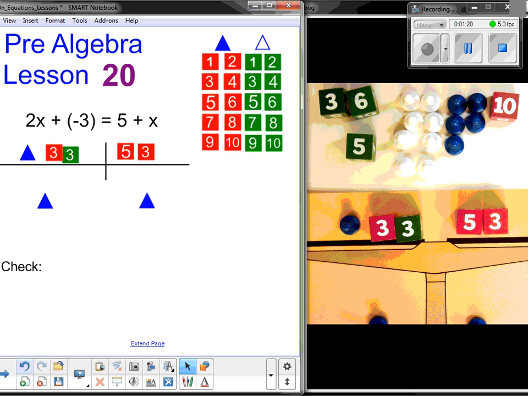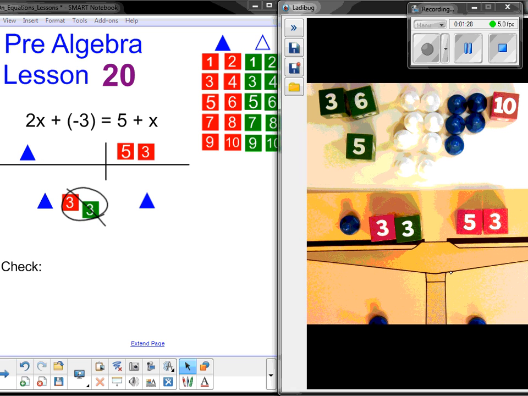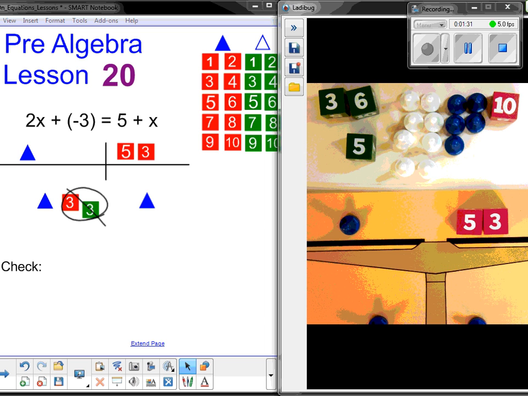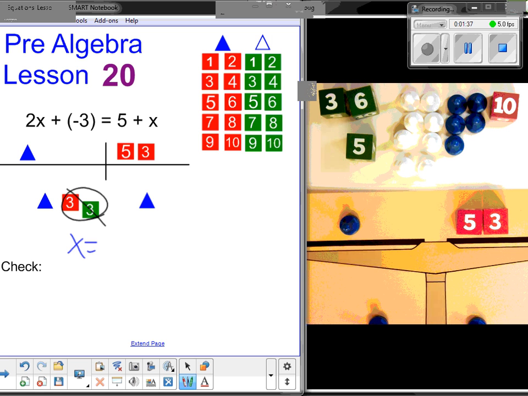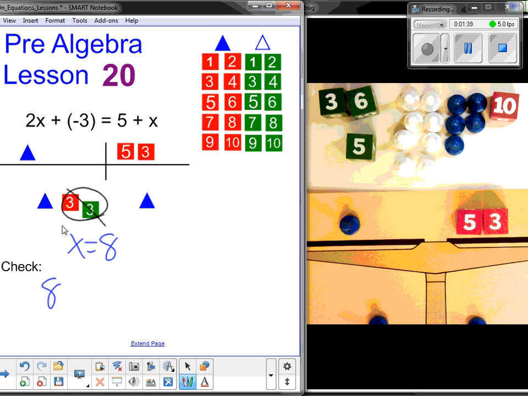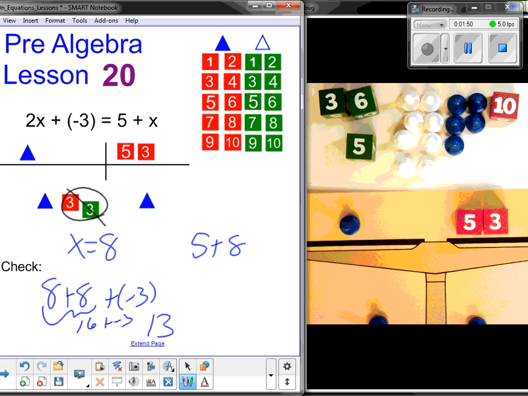over here I see that these two are going to cancel each other off. So I can move that whole list right off of there. And as I physically do that, I can do the same thing. Move those 3 away. I have x equals 8. So x equals 8. Now let's see if that works. 8 plus 8 would give me 16, plus a negative 3 would get me 13. 5 plus 8 is a positive 13. 13 does equal 13. That works out.